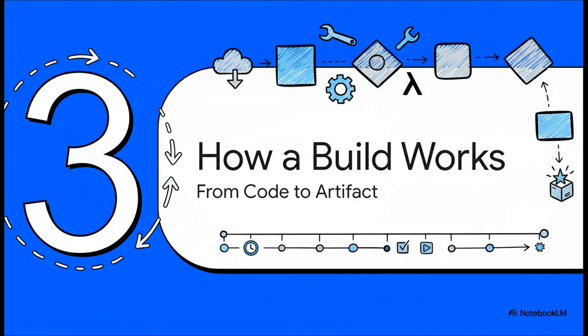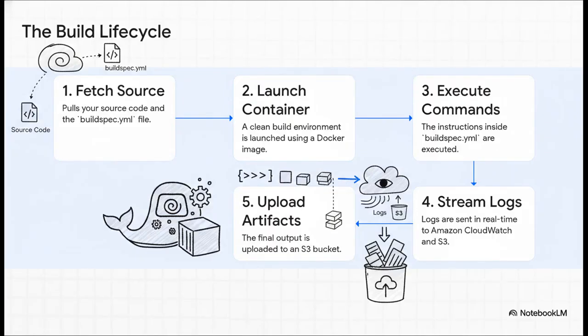Okay, so we know CodeBuild needs its instructions from the buildspec.yaml. But what does the whole process actually look like from start to finish? Let's walk through the life of a typical build. It all kicks off when CodeBuild fetches your source code, and of course it grabs that all-important buildspec.yaml file along with it. Next, it spins up a completely fresh, clean container using a Docker image. Then it just starts executing the commands from your buildspec file one by one.